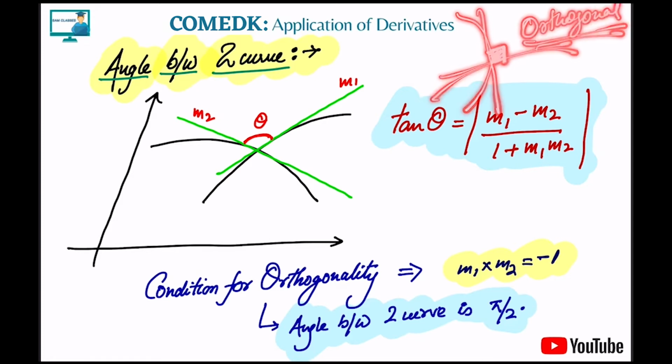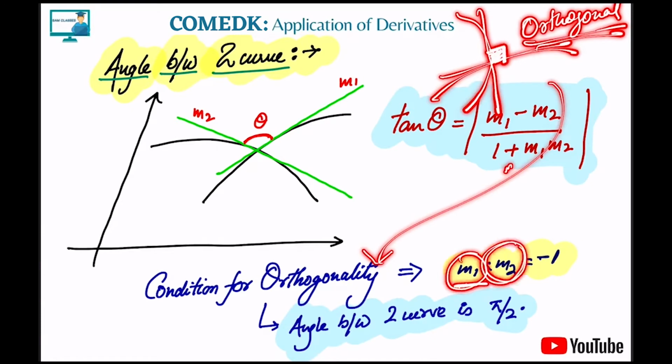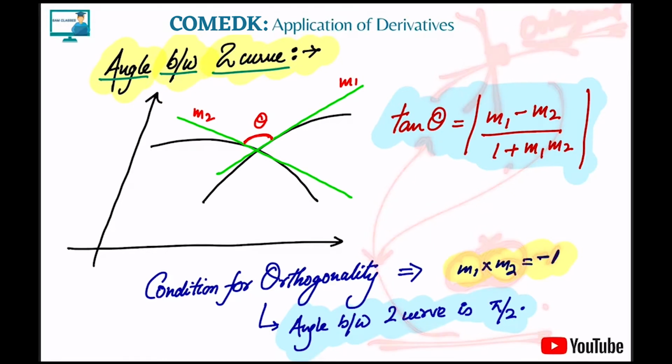What is the condition of orthogonality? The slope of the first into the slope of the second, the product of them, is equal to minus 1. That's it. Or the angle between them is pi by 2. So done. Once you get that, that is done. Clear?